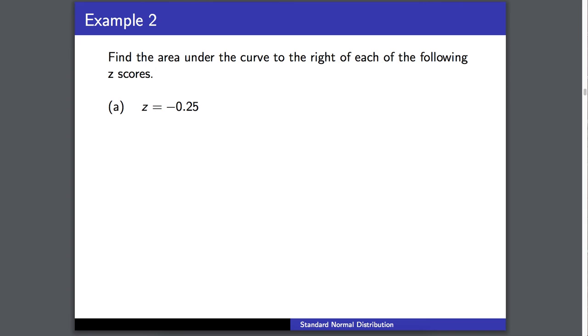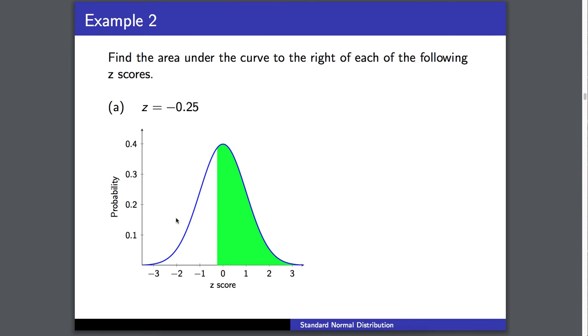All right, so in this example, we're going to find the area under the curve to the right of each of the following z-scores. And again, I strongly urge you to get a sketch of your problem to start with. So for instance, here we have z equals negative 0.25. So we want to sketch everything to the right of negative 0.25.